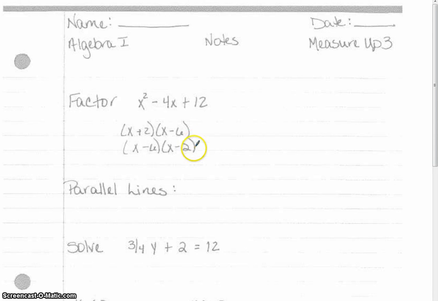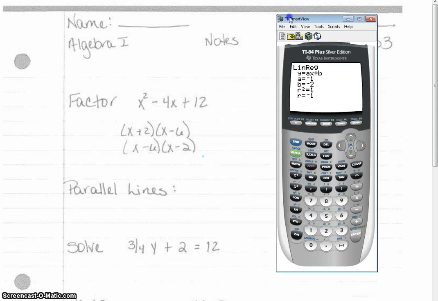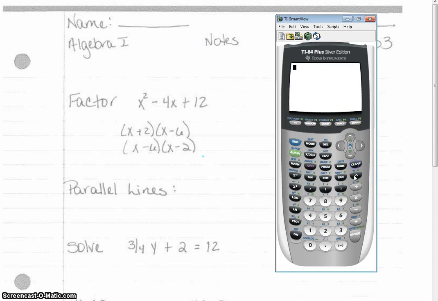This is Algebra 1. These are the notes for Measure Up 3. If your problem tells you to factor x squared minus 4x plus 12, my suggestion is that you go to your calculator at your home screen. Make sure you have something stored for x. And remember to do that, you put your number and then the store button right above on, x, enter.